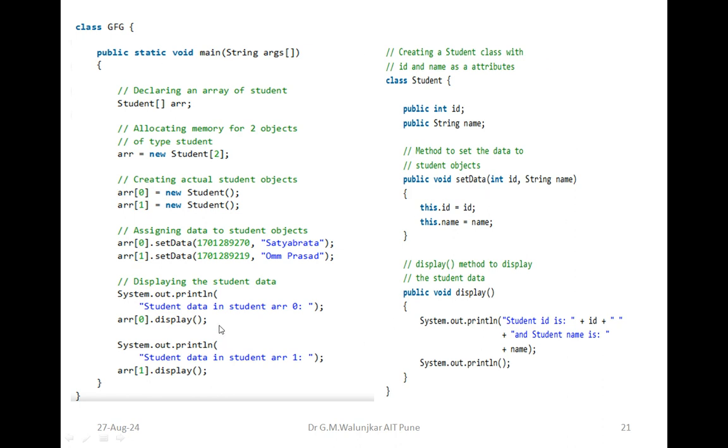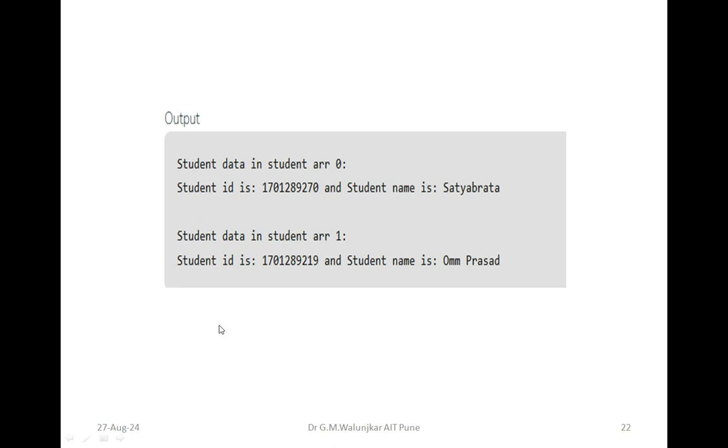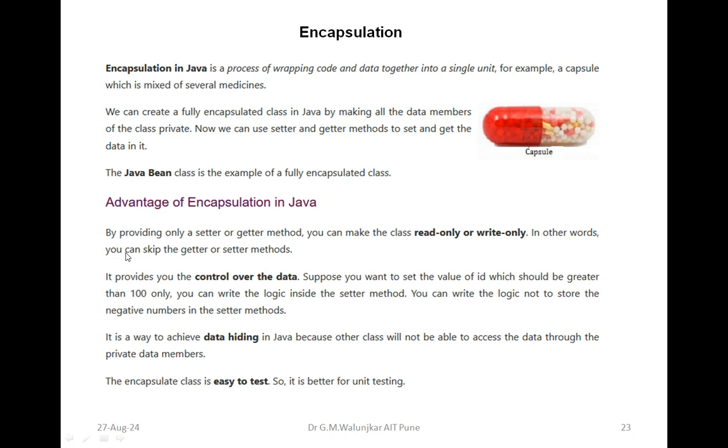So in this particular fashion, you can initialize the array. Then this is the output with respect to that program. Now the next important point that we are supposed to see is the concept of encapsulation. Encapsulation in Java is the process of wrapping code and data together into a single unit. For example, a capsule, which is a mix of several medicines, is the best visualization of the concept of encapsulation.